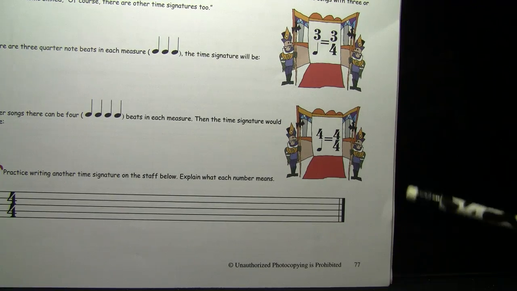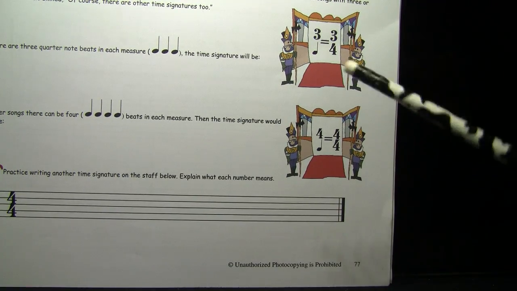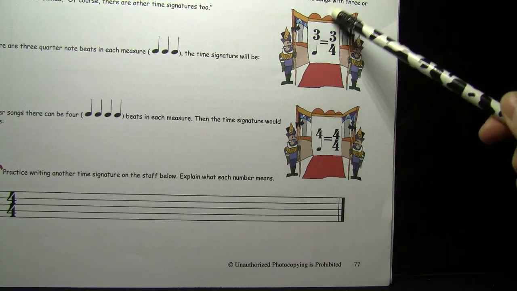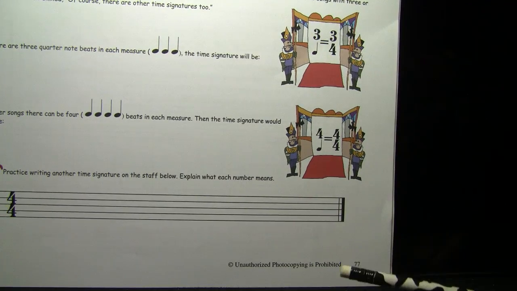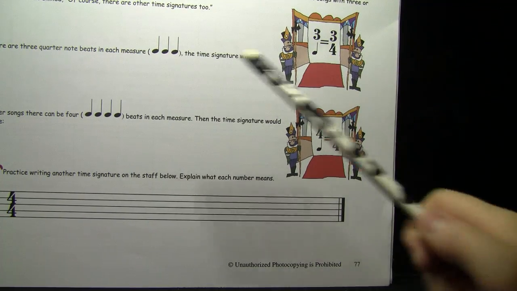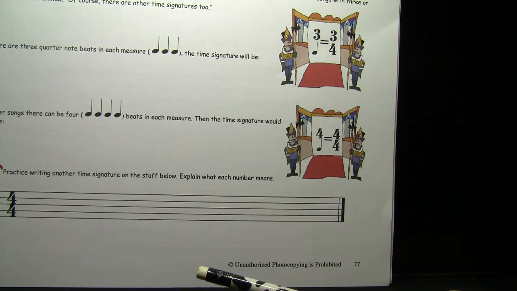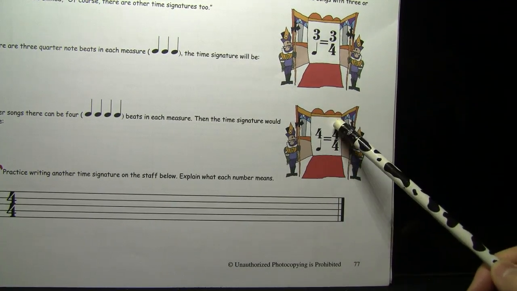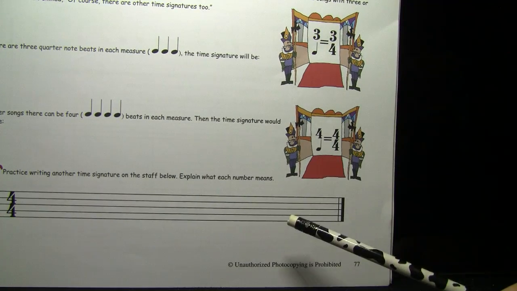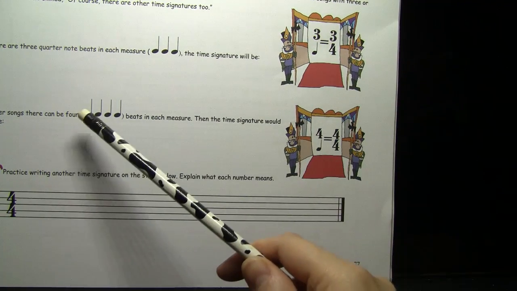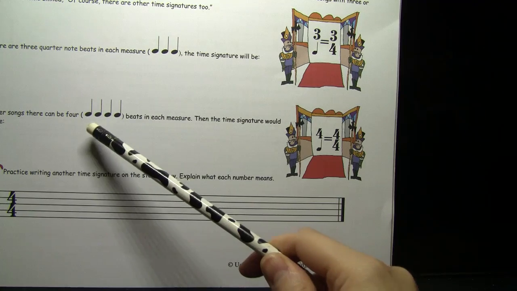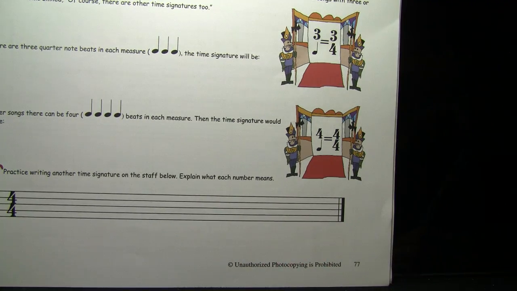The time signature can change in different songs. You can have 3, 4, meaning 3 beats in one measure, 3 quarter notes inside one measure, or some other song might have a 4, 4 time signature, 4 beats in one measure, 4 quarter notes inside one measure.